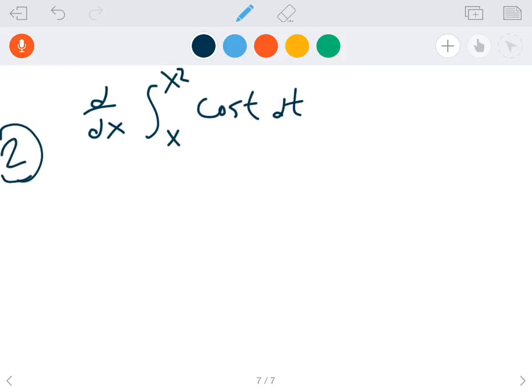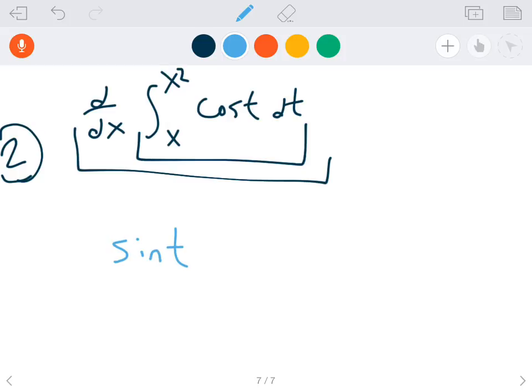Option number 2 is don't use any tricks. Don't even use the second fundamental theorem of calculus. Just work out the problem. Whenever you're working problems like this, you start with the inside and then deal with the outside. So I'm going to work the inside problem first. If I take the antiderivative of cosine of t, I'm going to get the sine of t. Think backwards, the derivative of sine is cosine. Don't need a negative, so that works. And I need to evaluate that from x to x squared.